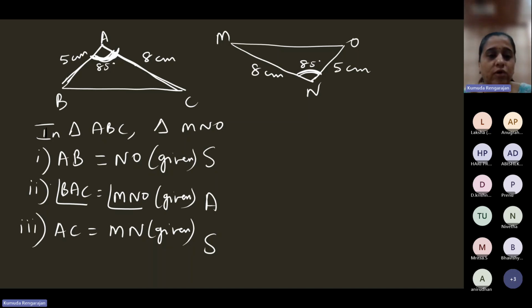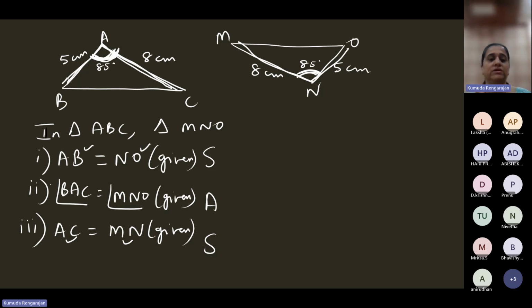Okay, so clearly for this angle 85 degrees, AB and AC are the arms. And for this angle, NO and NM are the arms. And that's what we have mentioned here. See here, for BAC, we have mentioned the arms AB and AC. And for the second triangle, the arms NO and MN. The arms of one triangle should be equal to the corresponding arms of the second triangle. That only makes SAS.